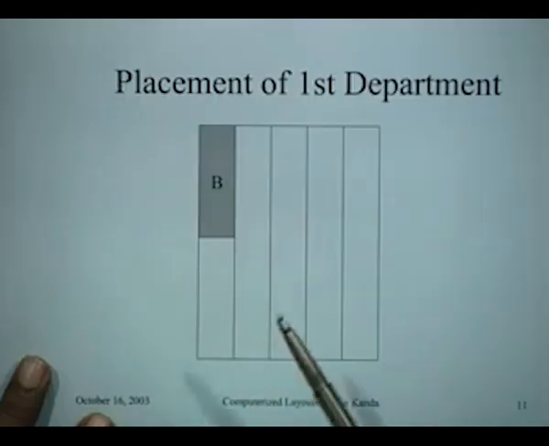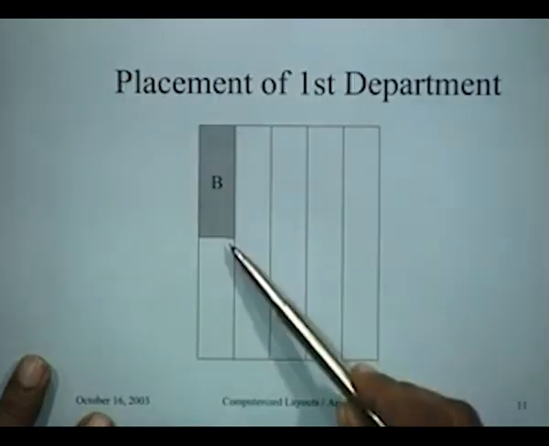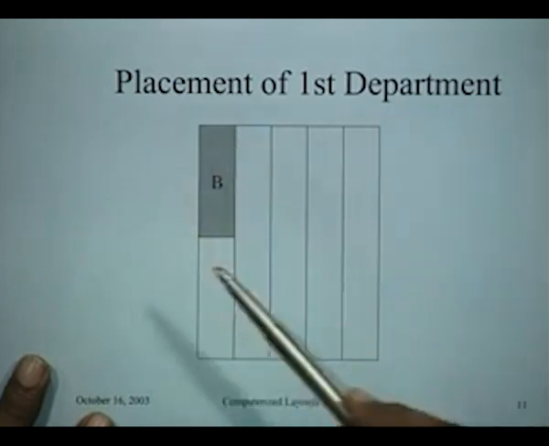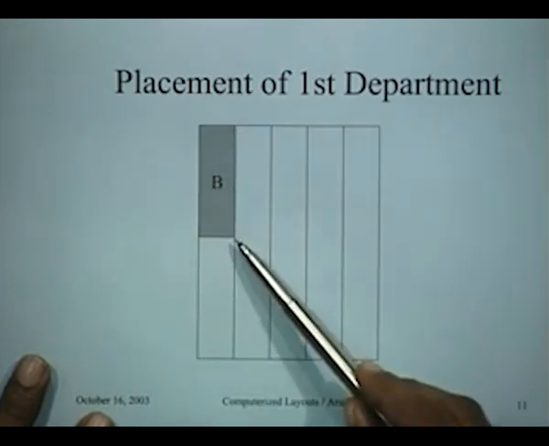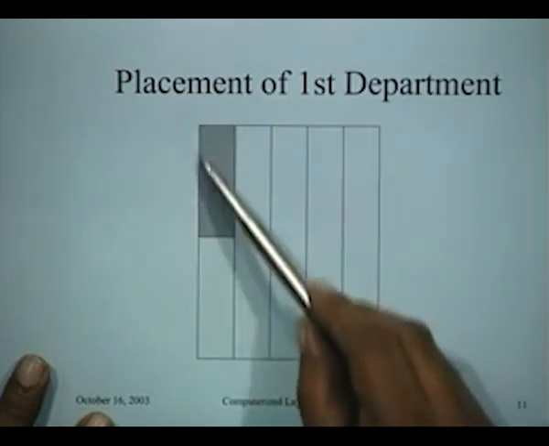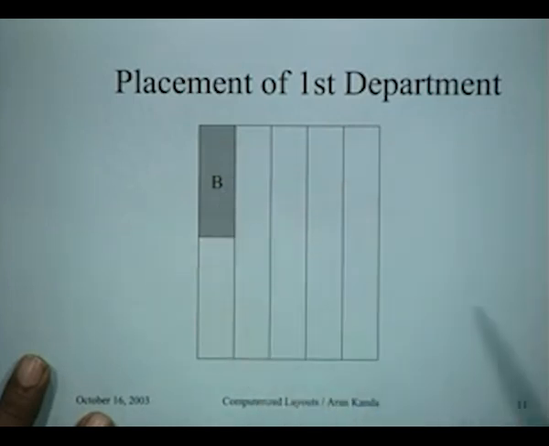From this we pick up a department at random. Picking up a department at random can be done very easily by using random number tables or generating random numbers in the computer. Suppose the random department which we pick up is department B. So we place department B here, and this length is such that it satisfies the area requirement for department B.